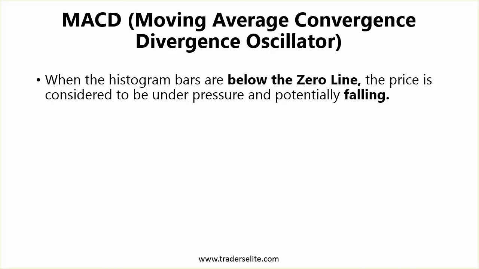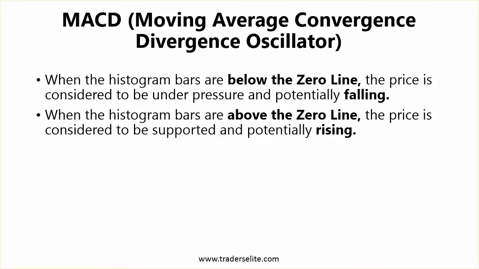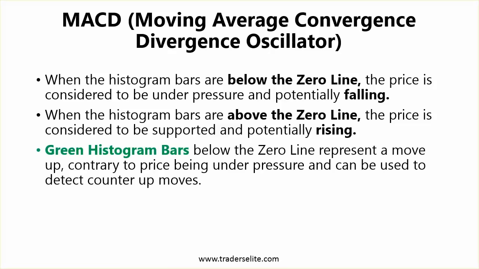Okay, so essentially when the histogram bars are below the zero line, the price is considered to be under pressure and potentially falling. Now, MACD has been used for decades, and it's a very simple but very powerful indicator. So just to repeat, when it's below the zero line, the price is considered to be under pressure. Okay, and you'll typically see that the price is falling. When the histogram bars are above the zero line, the price is considered to be supported and potentially rising. And again, you'll be able to see that on the charts.